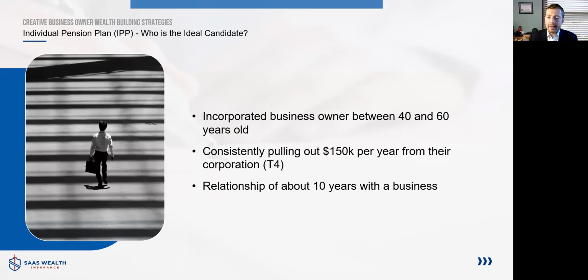So the individual pension plan, what is it? Who's the ideal candidate? The individual pension plan operates similar to an RRSP, but it's defined as a pension under the federal legislation. Incorporated business owners between the ages of 40 and 60 may be interested in using an IPP, but these are business owners that consistently are pulling out over 150K from their business, ideally T4 income, because they'll be getting the RRSP contribution room, and they should have a relationship of about 10 years with the business.